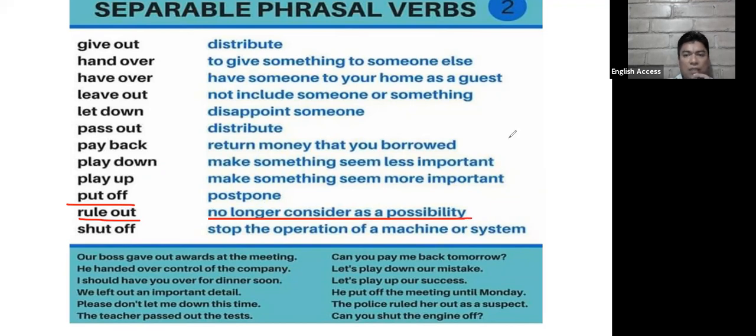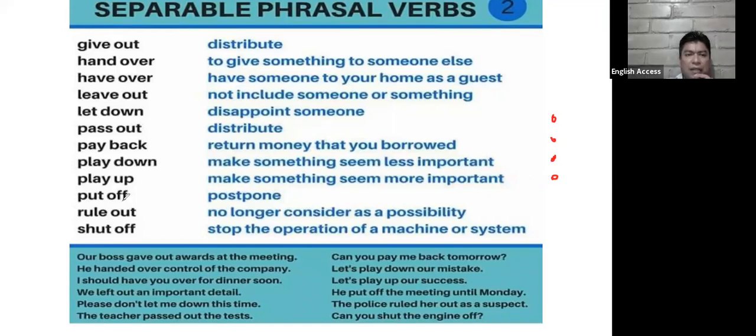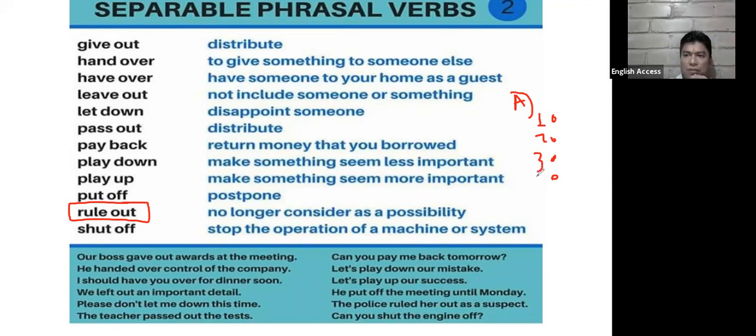Rule out, no longer considered as a possibility. Rule out means, when you have, for example, three alternatives, different choices, a question, multiple choice.